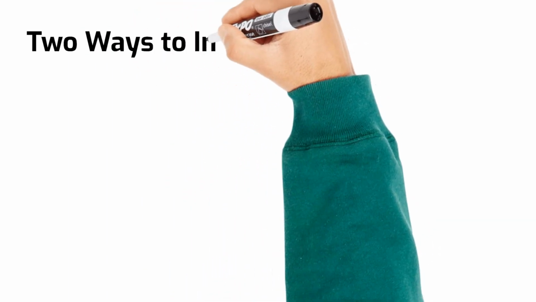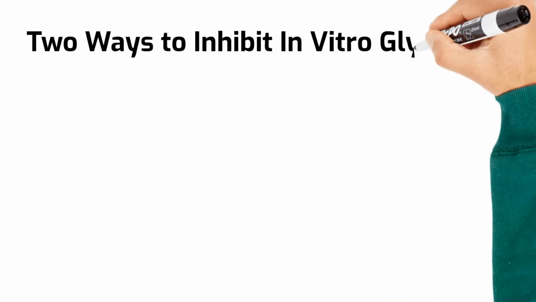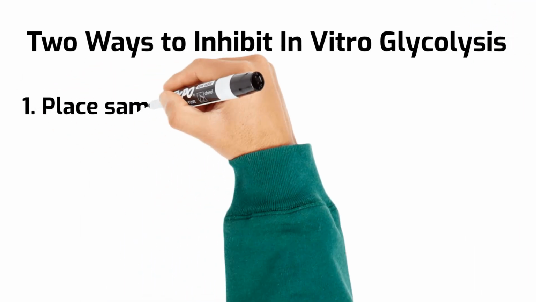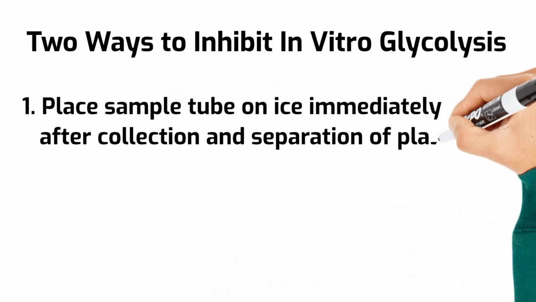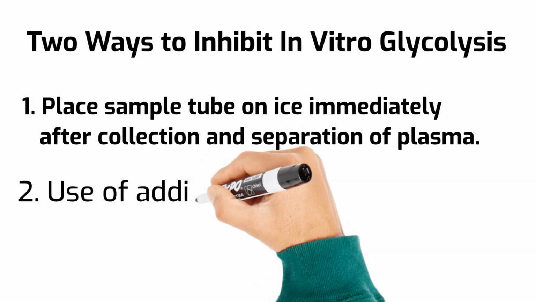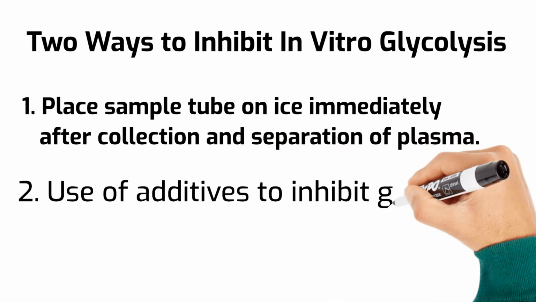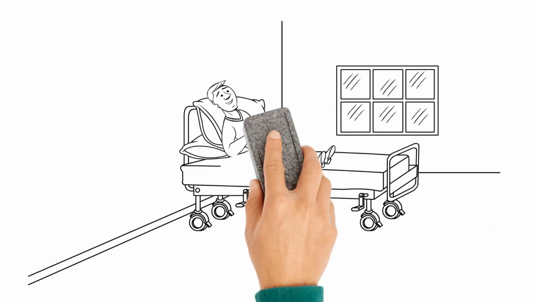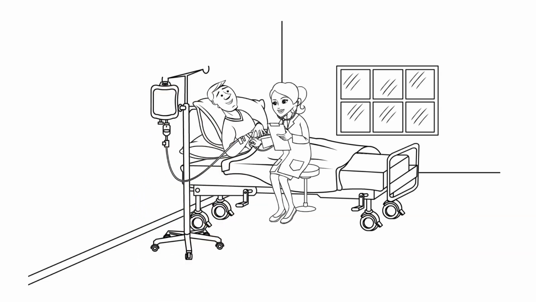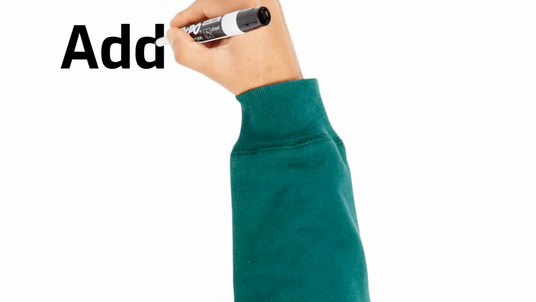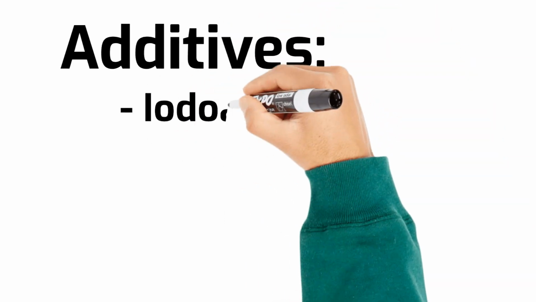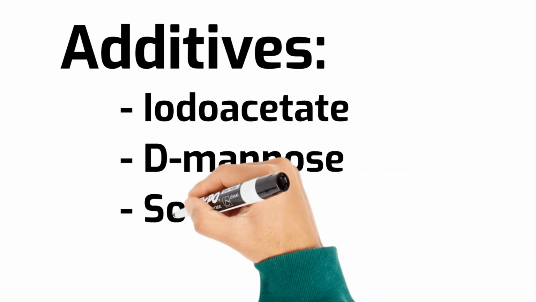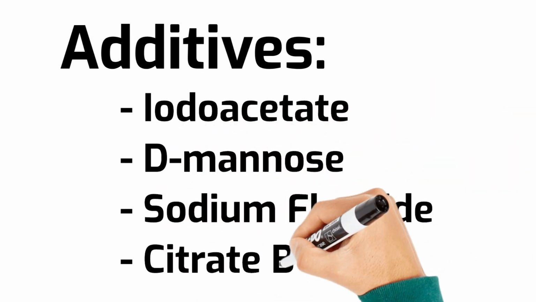There are two ways to prevent or reduce in vitro glycolysis. Number 1. Placing the sample tube on ice immediately after collection and separating plasma from the cells using centrifugation. Number 2. Use of additives to inhibit the activity of the glycolytic enzymes. The first method is technically not practical, especially in distant phlebotomy sites. Therefore, the alternative method, which is the use of additives such as iodoacetate, D-mannose, sodium fluoride, and citrate buffer in the collection tube, is now commonly used.